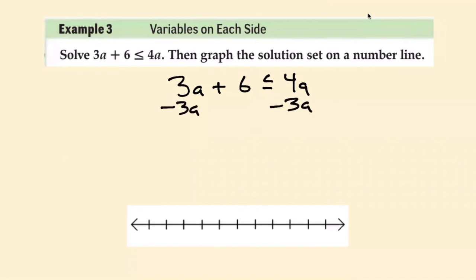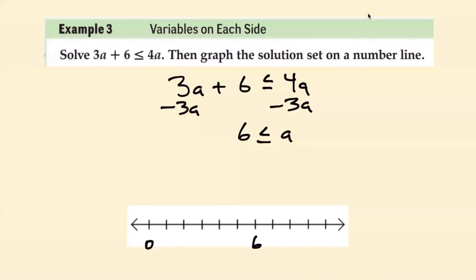We're doing the same kind of thing. We're still using the property of subtraction, where you do the same thing to both sides by subtracting the same thing, but we're doing it with the variable. So then you get 6 is less than or equal to a. When I plot this, I know I'm going to have the number 6 somewhere. So we'll put 6 right here, and then we'll go 5, 4, 3, 2, 1, 0, and that puts 0 right there. And so a is greater than or equal to 6. I'm reading it right to left. A is greater than or equal to 6.